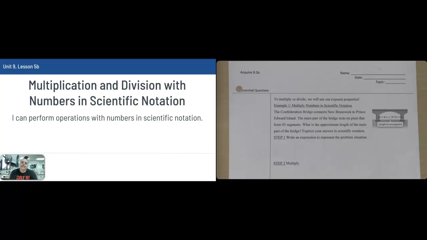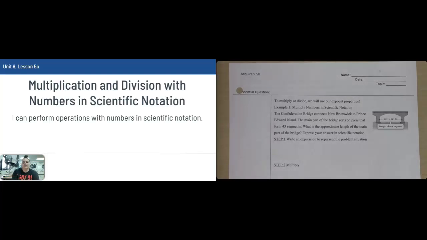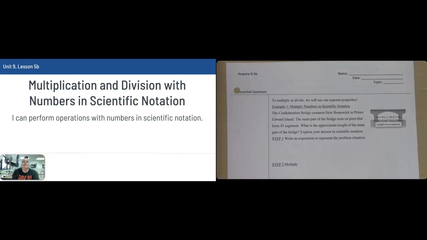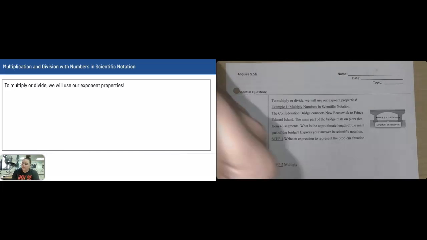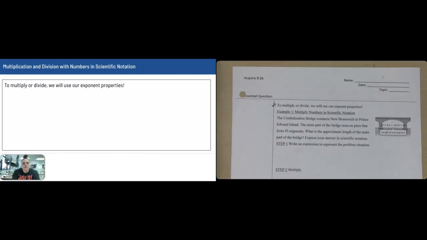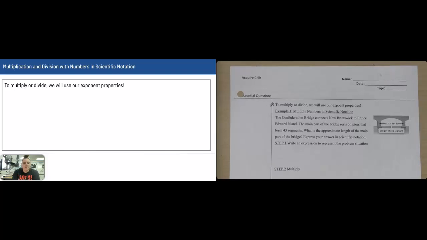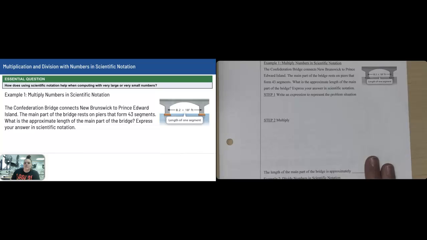Hey y'all, in this lesson we are going to look at multiplication and division with numbers in scientific notation. So we have the same I can statement and the same essential question that we had before. The difference here is that to multiply or divide, we are simply going to use our exponent properties. Let's look at example 1, where we are multiplying numbers in scientific notation.